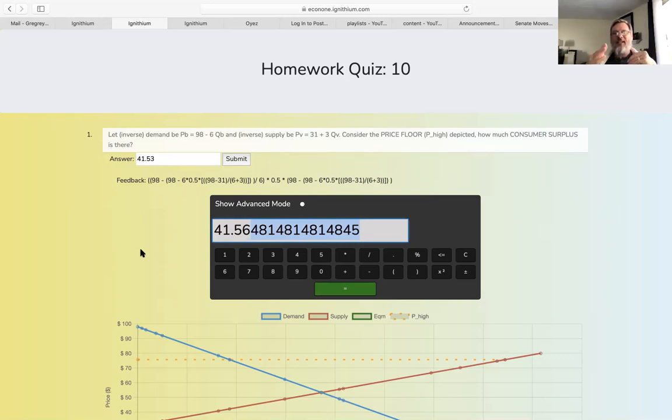I say it's within a penny because I don't want anybody to think, you would be really surprised, but there are a lot of students who would think that they could just put 41 in and that's close enough, and it's not. You know, you have to be reasonably close.